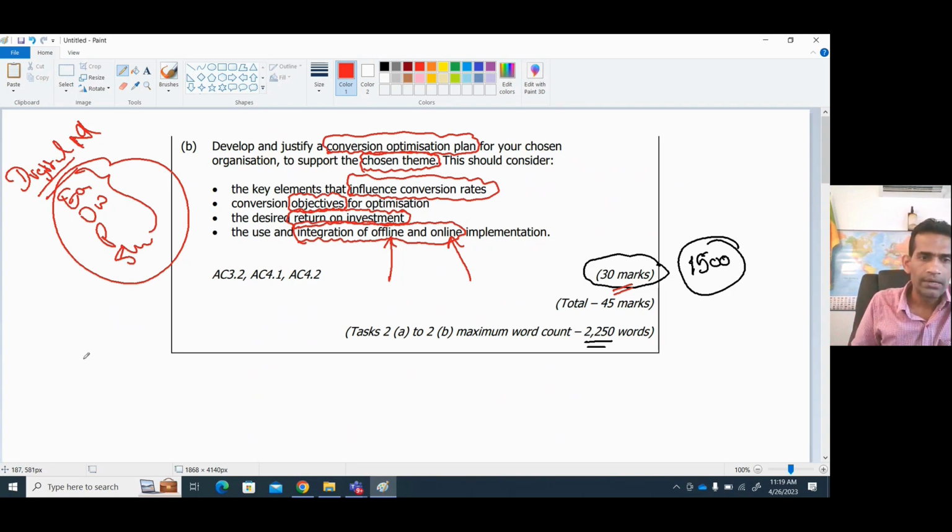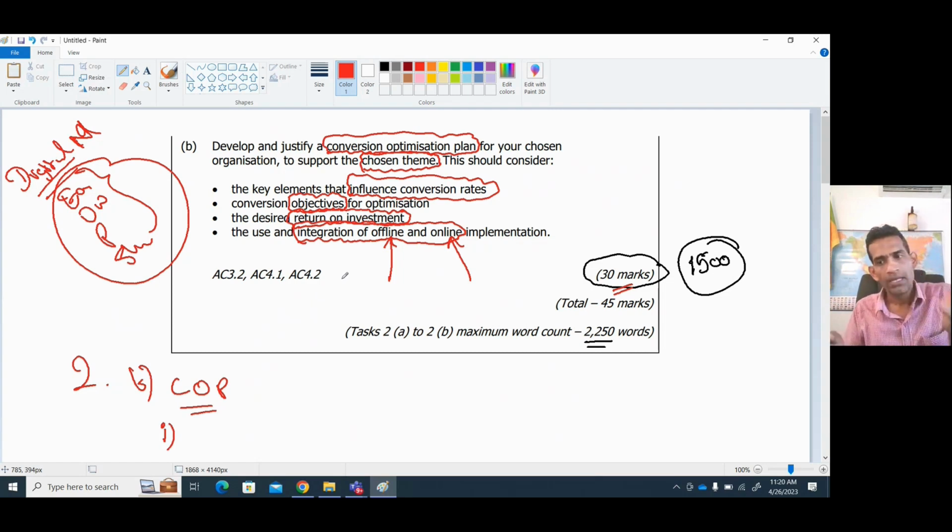So, Task 2, Part B. Under Part B, of course, you are talking about the conversion optimization plan. This will be the main heading for your answer in Part B, and you talk about separate points, the things that are influencing and things like that. You can build your answer in that way.